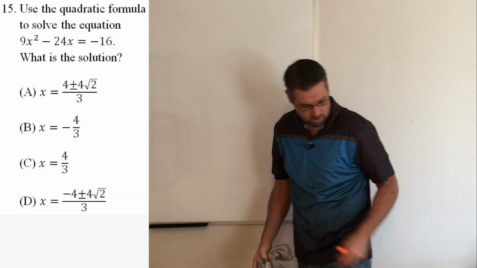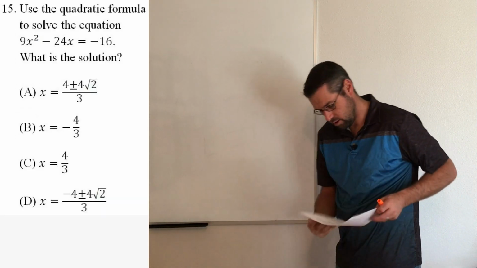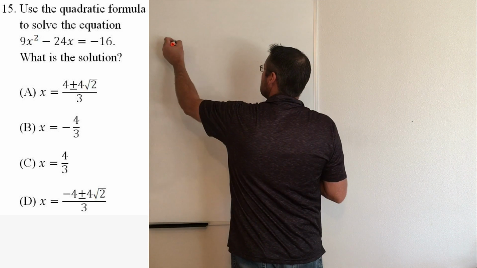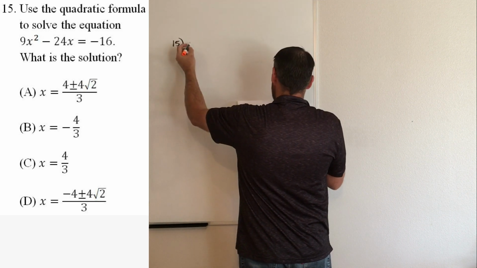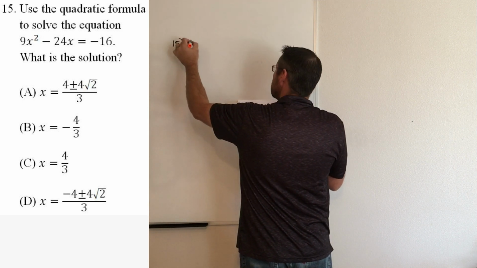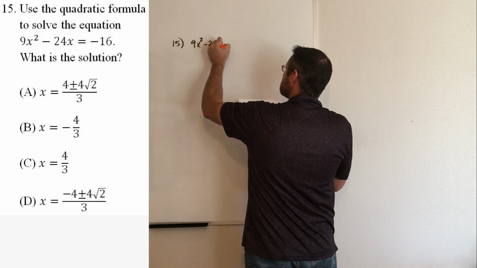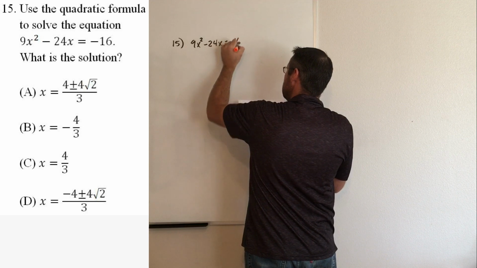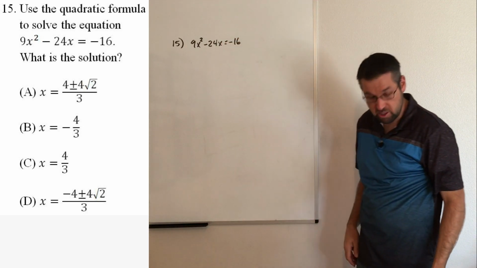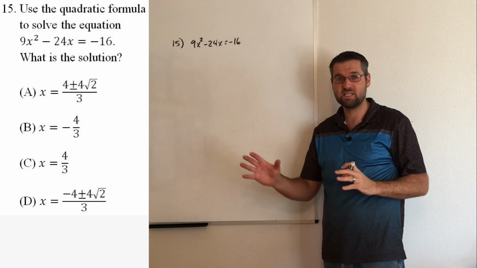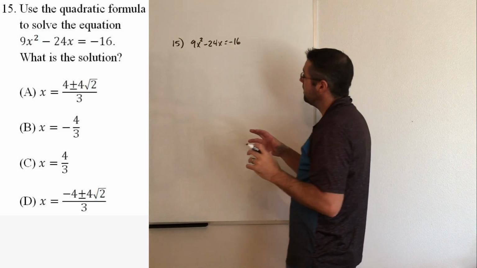Number 15, let's see, number 15, it says, use the quadratic formula to solve this equation, 9x squared minus 24x equals negative 16. We're using the quadratic formula, so to do that we have to get everything over to one side, so it says equals 0.